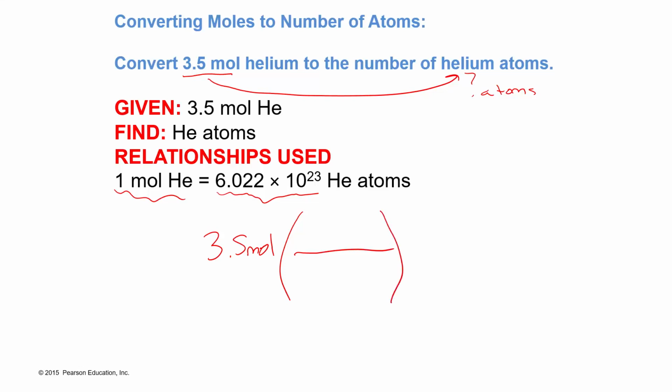And we're going to treat this just like any old unit conversion. Mole is on the top, so we're going to put mole on the bottom. And we want to convert to atoms, so we're going to put atoms on the top here. 1 mole is equal to Avogadro's number of atoms, 6.022 times 10 to the 23rd.